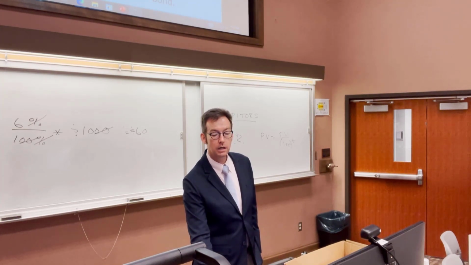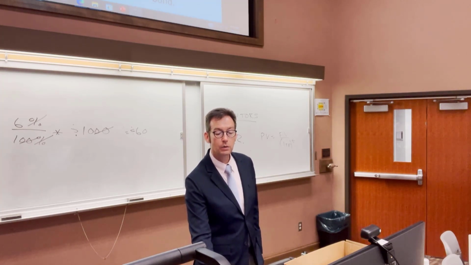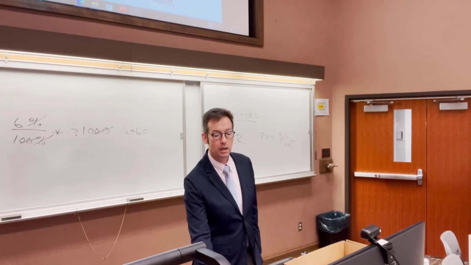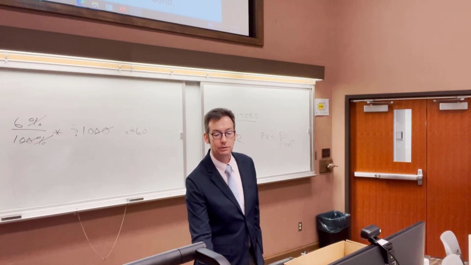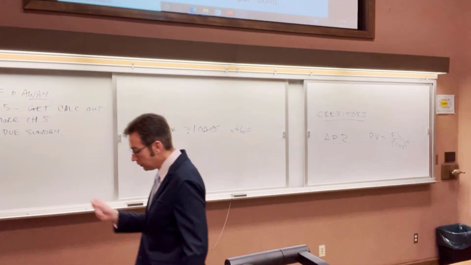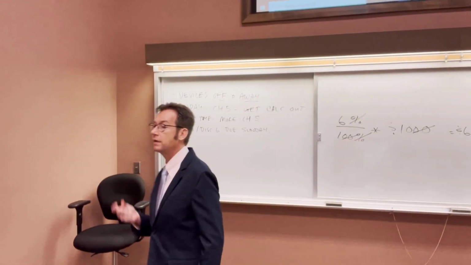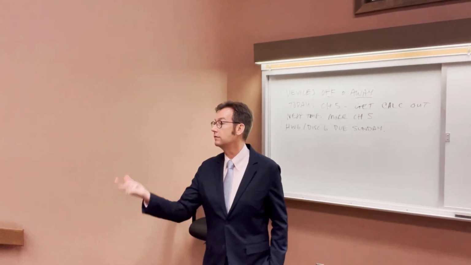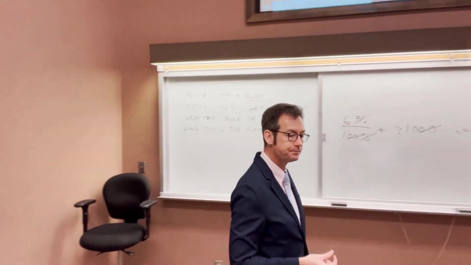Yeah, 6 for I/Y. And then I've got this coupon of 60. What am I going to do with that? Payment. And then I've got the face value of 1,000. What do I do with that? Future value. Yeah, compute, or not compute, so future value. There we go. Okay, so if it helps you to think about it, face value, future value, they're both FV, if that helps you to remember.